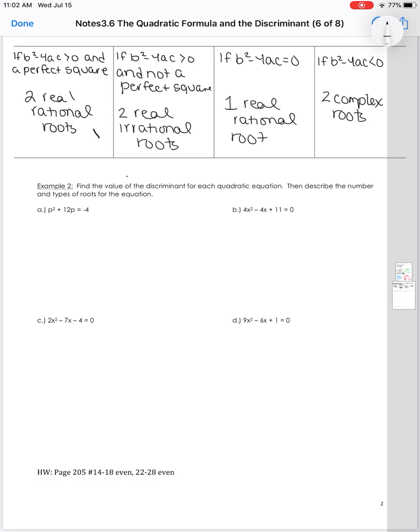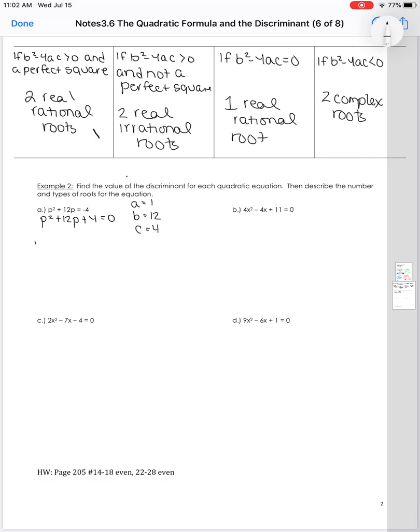And the fourth one is if b squared minus 4ac is less than 0, which means it's a negative number, you're going to have 2 complex roots. So what the next set of examples is going to do is have you find the value of the discriminant and then describe the number and type of roots. So we're basically calculating first and then taking the chart above and identifying what we have.